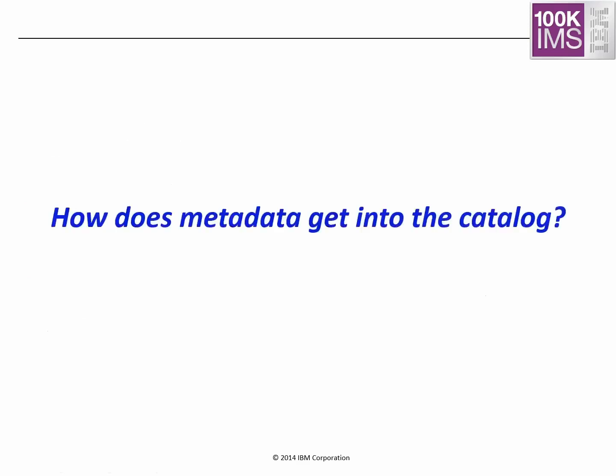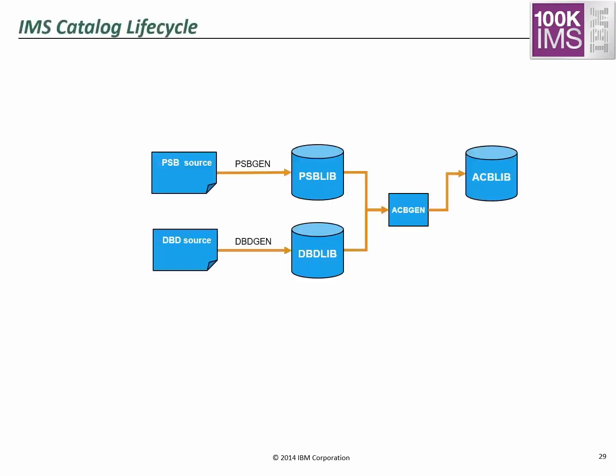Okay, so hopefully you've got a nice understanding of what the catalog is, and it has metadata. But how does that metadata get into the catalog? How do you begin to populate the catalog? So here's what you've typically done prior to the catalog, right? You had your PSBs genned into the PSB Lib. You had your DBDs genned into the DBD Lib. And then for your online environment, you do an ACB gen, and you would take that information from the PSB Lib and DBD Lib and build ACB blocks and put them in the ACB library, right?